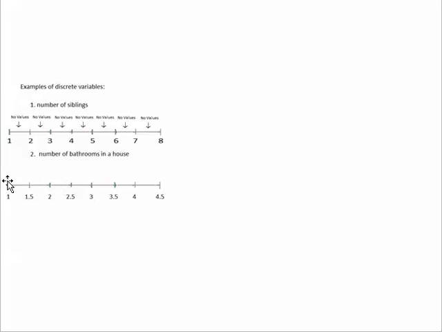So once again, I marked off the possible values in green, and I marked off the areas of the number line that aren't possible in red. The red areas are the gaps in between the possible values. And since we have these gaps in between the possible values where no values can fall, number of bathrooms is a discrete variable.